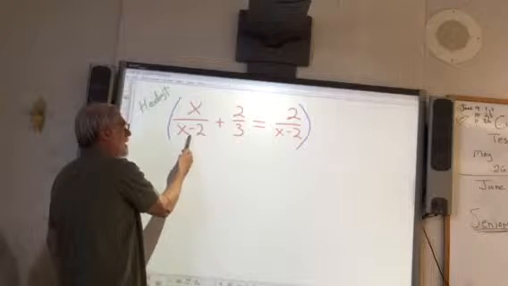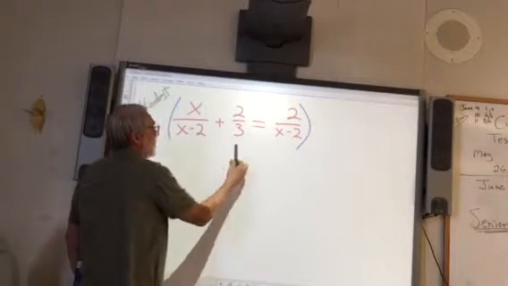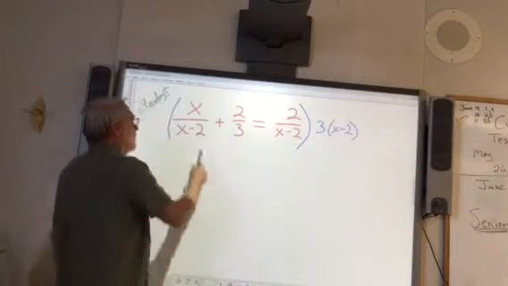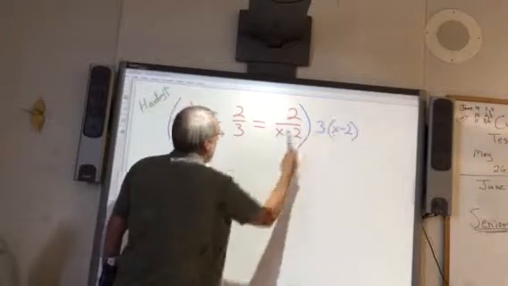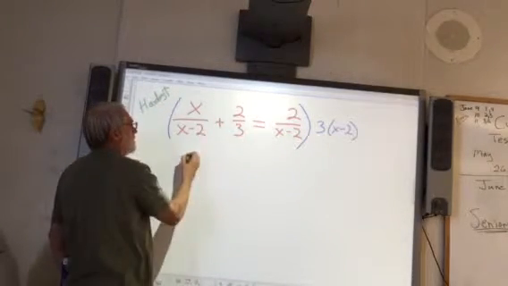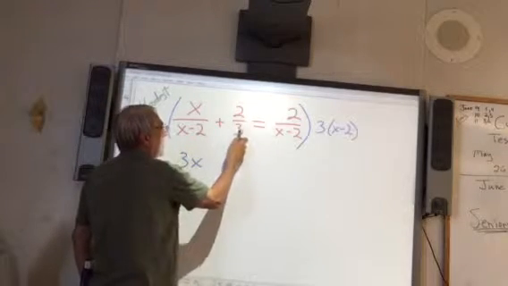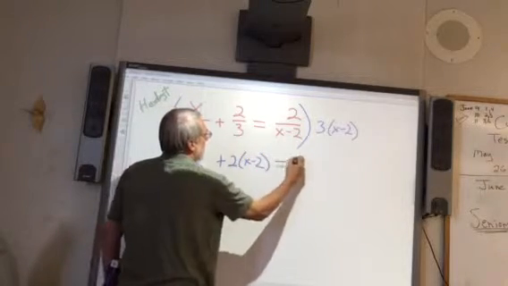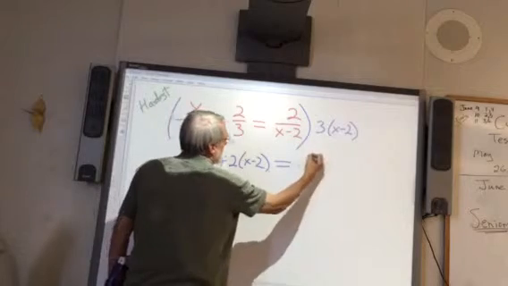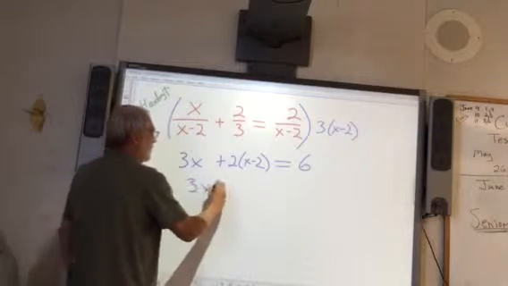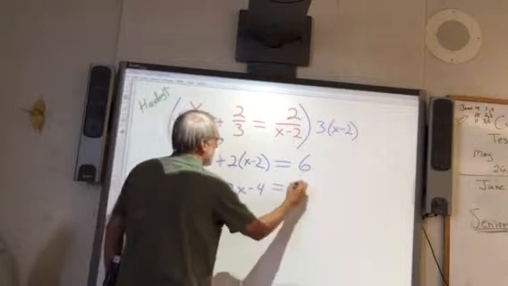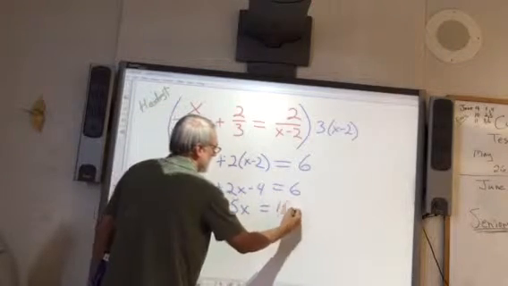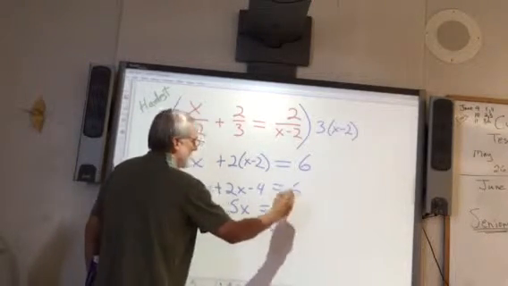Well, 3 does not go into x minus 2, and that is x minus 2. So the common denominator is 3 times x minus 2. So I'm going to multiply each of the terms of this equation by that. When I multiply this, the x minus 2 cancels out. When I multiply this, the 3 cancels out. And when I multiply this by that, the x minus 2 again cancels out. So I end up with 3x plus 2x minus 4 equals 6. 5x, combining like terms, add 4 to both sides. 5x equals 10, x equals 2.